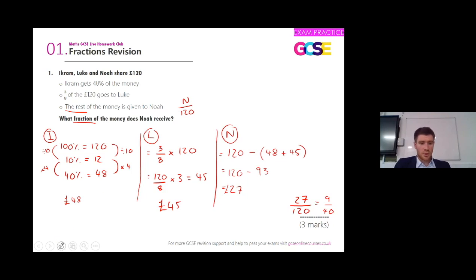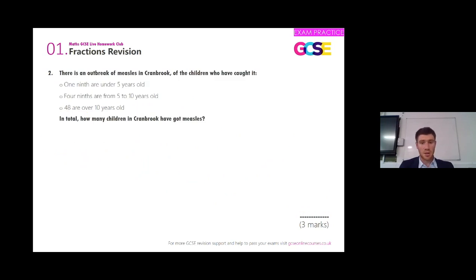3 marks available. Let's run through it. 1 mark for showing a process, either with Ikram or Luke. So let's just say it was for Ikram, showing our process to work it out. Another mark for subtracting the two values from 120 and getting towards that £27. And then 1 mark for actually writing it as a fraction. Remember, you don't have to simplify it unless they ask you to. Okay, we're moving on.